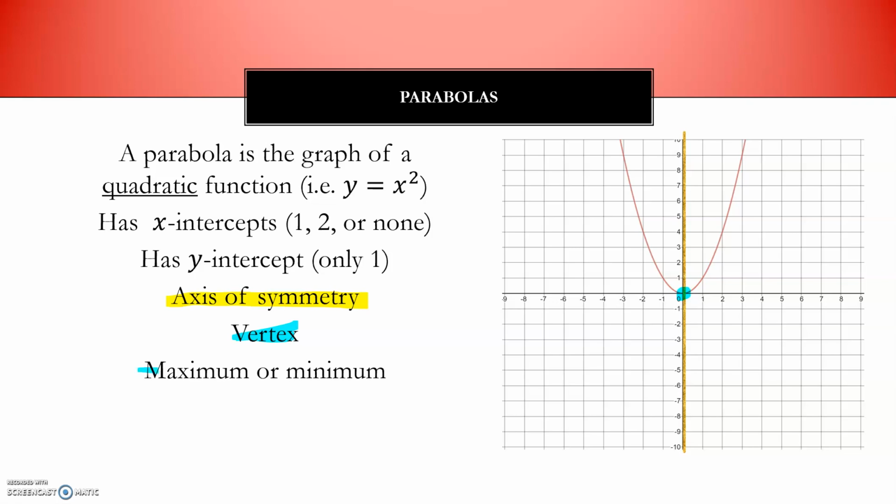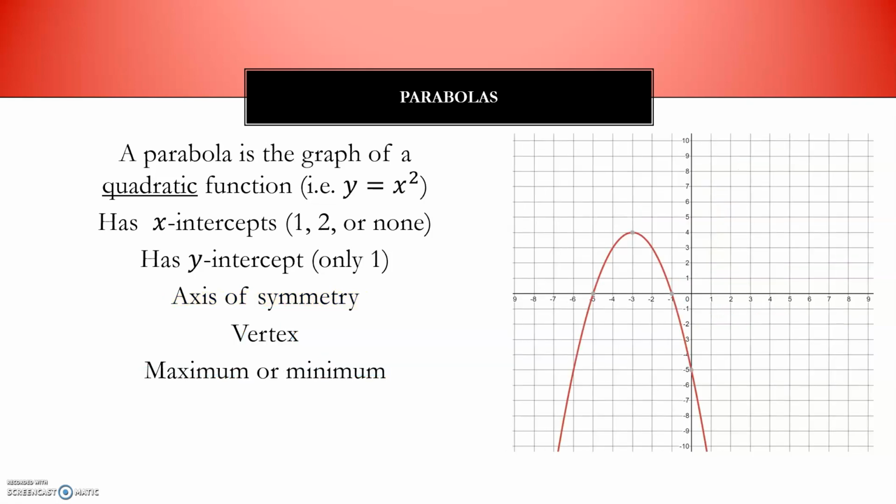And that is also the maximum or minimum value. This one has a minimum because it's the lowest point on the graph. The other version of a parabola, where it's been flipped upside down like this one, is the opposite. So I'm actually going to start with that. Because it's going upside down, the vertex is the maximum point on the graph.